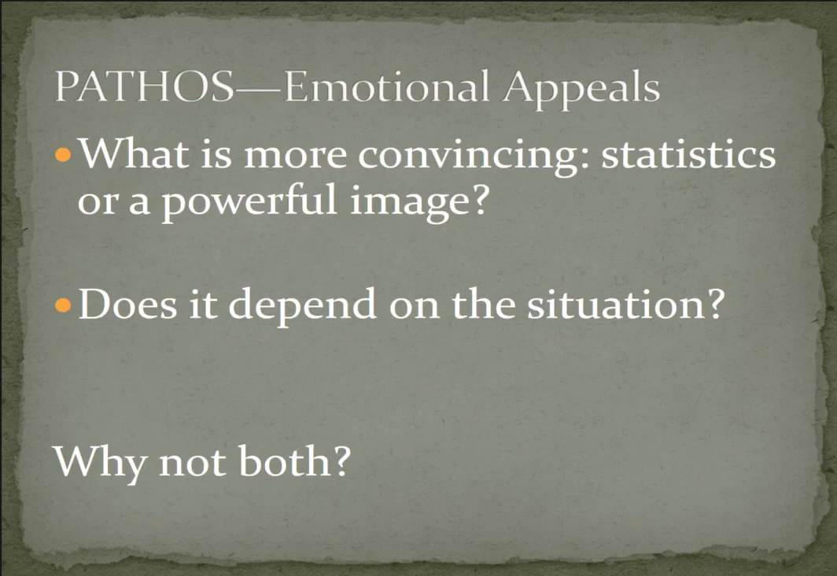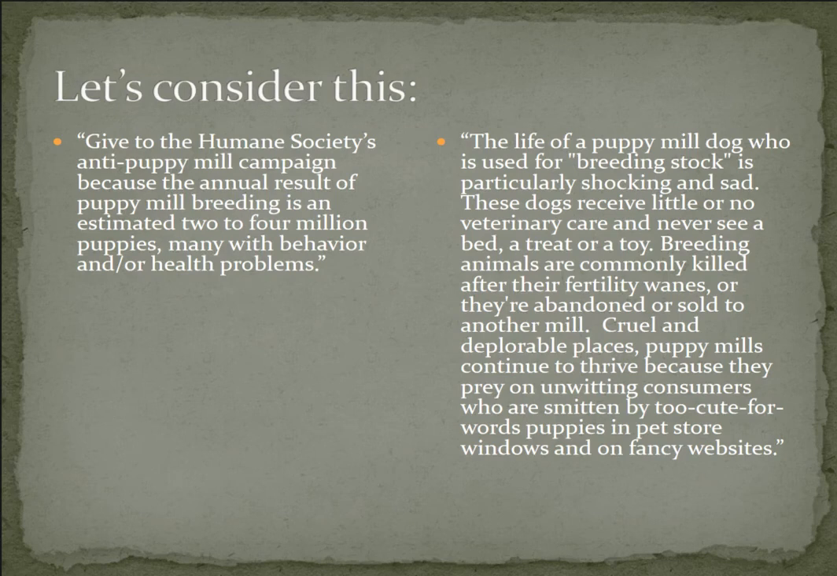Pathos is the first one I've listed, emotional appeals. So emotional appeals ask you, what is more convincing, statistics or a powerful image? Does it depend on the situation? Absolutely it does. So why not both? Let's consider this. Give to the Humane Society's anti-puppy mill campaign because the annual result of puppy mill breeding is an estimated 2 to 4 million puppies, many with behavior and or health problems. Perfectly good argument. We've got some statistics, some information in there about range. Automatically looking at those large numbers gets us interested.